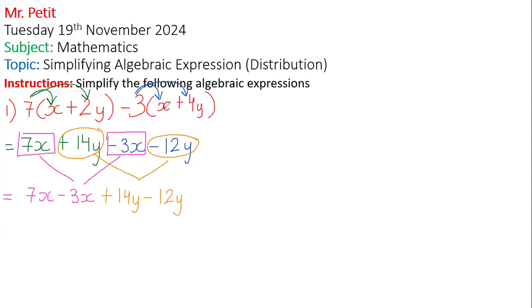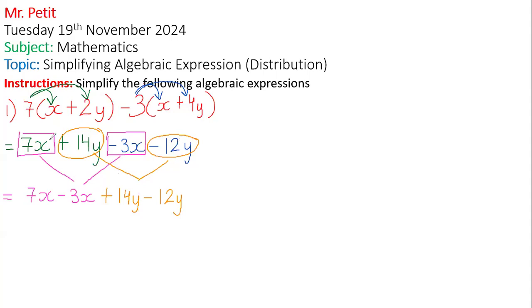Okay, then we say, Ms. Morris, negative 3 times x, which is negative 3x, and negative 3 times 4y is negative 12y. Make sense? Excuse me, Mr. Petit, how do we get the plus sign? At the bottom, we're coming to that right now. So now we have 7x plus 14y minus 3x minus 12y.